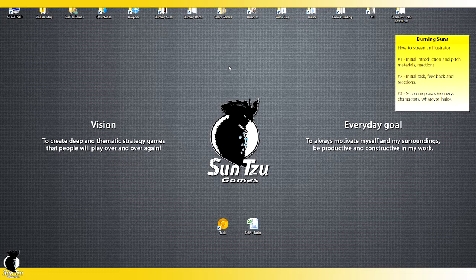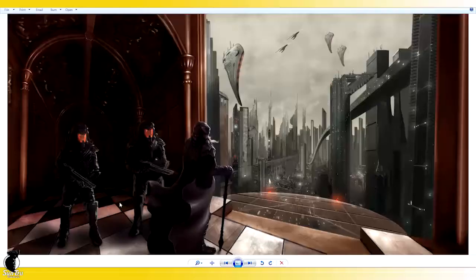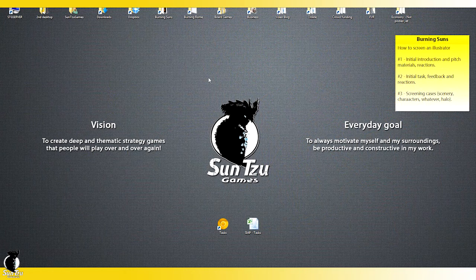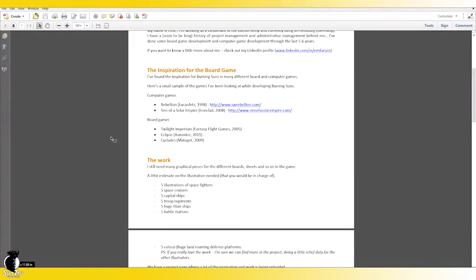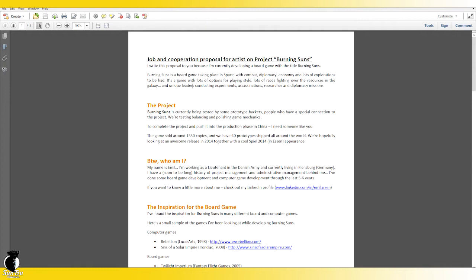And this is the most important part of it, because finding people is not that hard, because they want to be found. But finding the right people is, of course, what matters. As you probably know, the Burning Suns project has a lot of great artwork. And the first thing you want to notice is how you initially introduce and pitch the material, and how you look for reactions to what they think of what has already been done, or what the inspiration is and so on, what they think of the genre and so on and so forth.